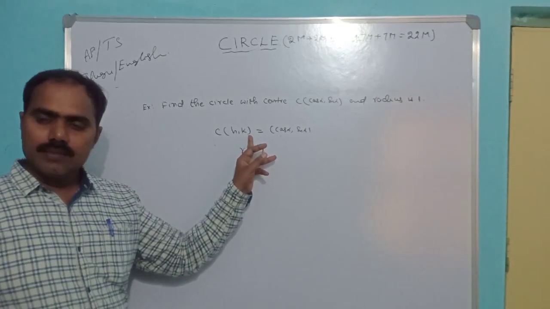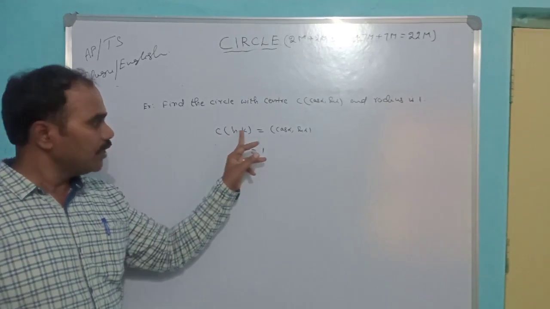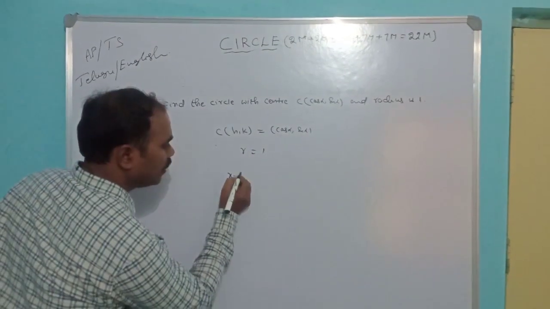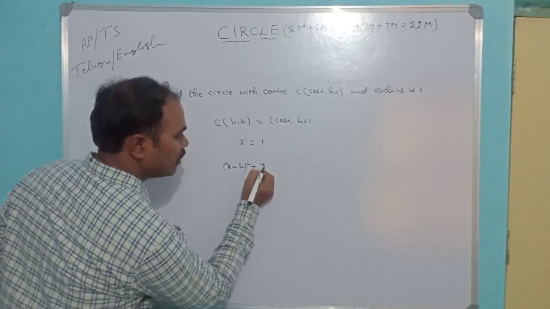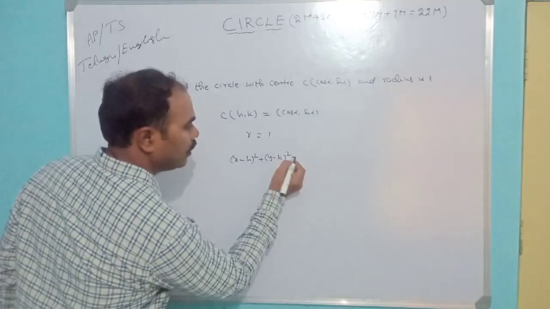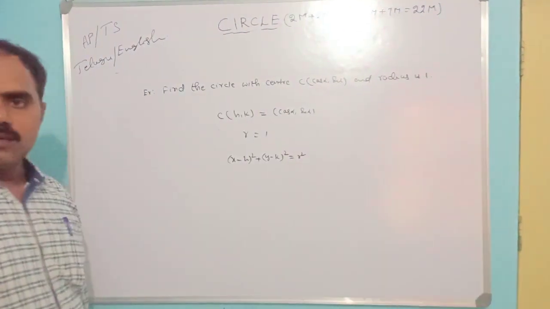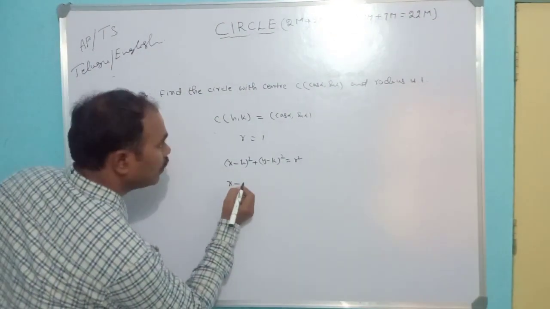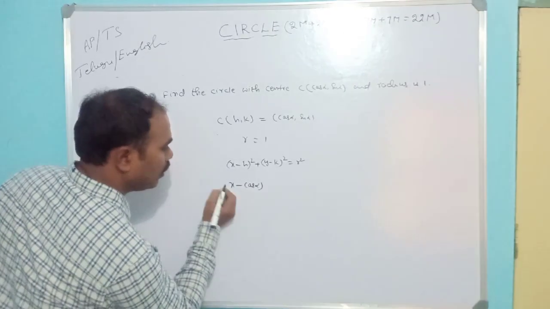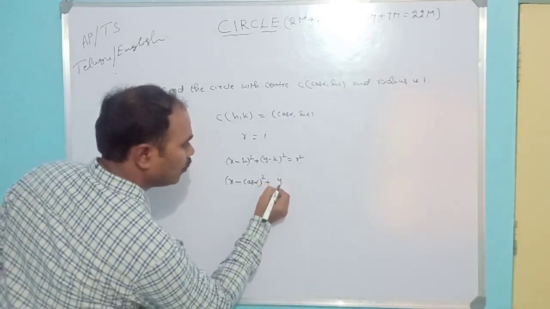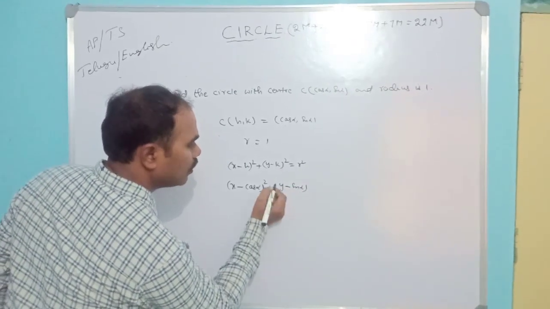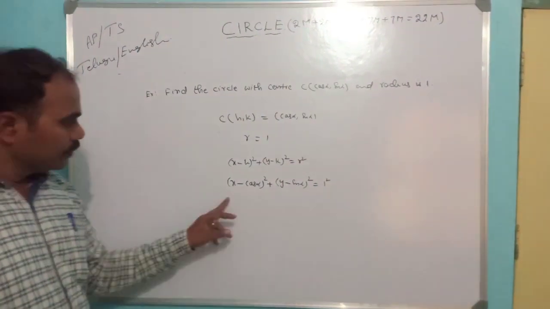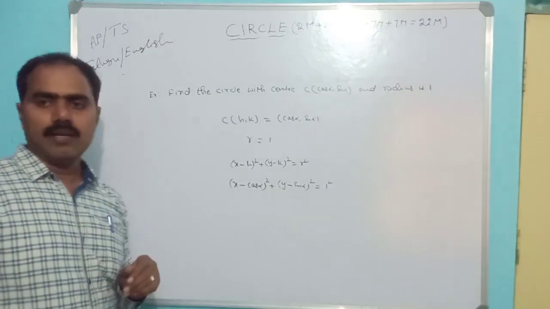We know that the equation of a circle with center (h, k) and radius r is (x minus h) whole square plus (y minus k) whole square equals r square. On substituting these values, (x minus cos alpha) whole square plus (y minus sin alpha) whole square equals 1 square, which is in the form (a minus b) whole square.